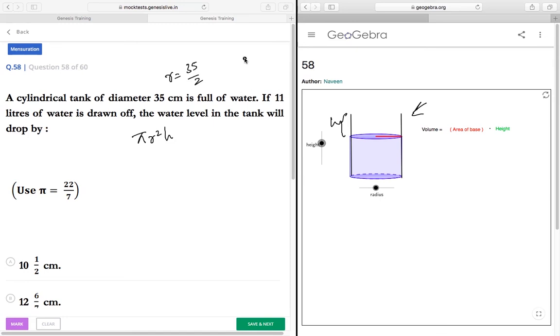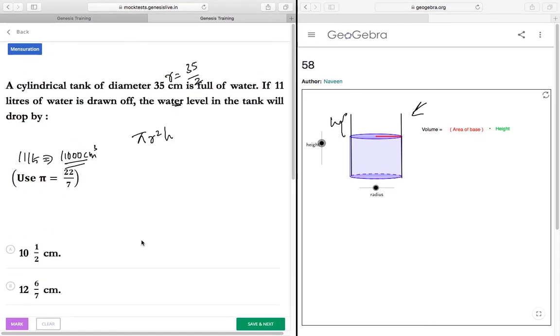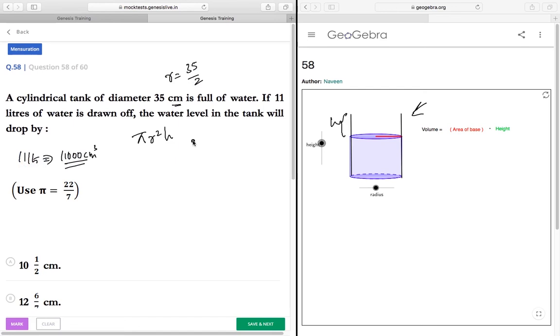Now 11 liters is nothing but 11,000 centimeter cube. Okay, 11,000 centimeter cube, or you can also express it in terms of meters, but I want to keep everything in terms of centimeter because the options are also in terms of centimeter, right? You can look at all the options, all of them are in terms of centimeter. Fine then. So this is equal to 11,000, 22 by 7, radius is 35 by 2 into 35 by 2 into h. This is this h.